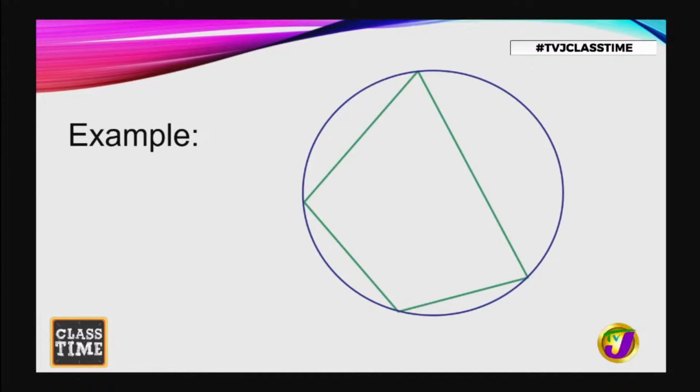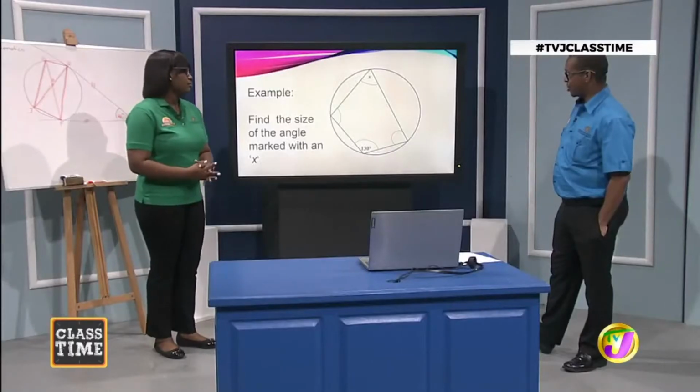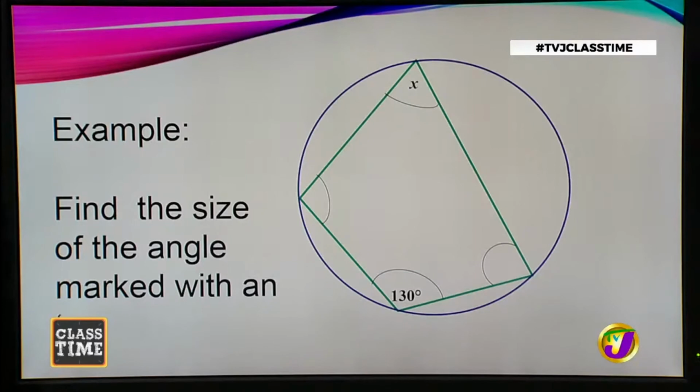And are they all standing on the circumference? They are all on the circumference of this circle. So we are confirming that this is indeed a cyclic quadrilateral. So we have some values now entered in our cyclic quadrilateral. We're given 130 degrees, and we're asked to find the angle marked X.